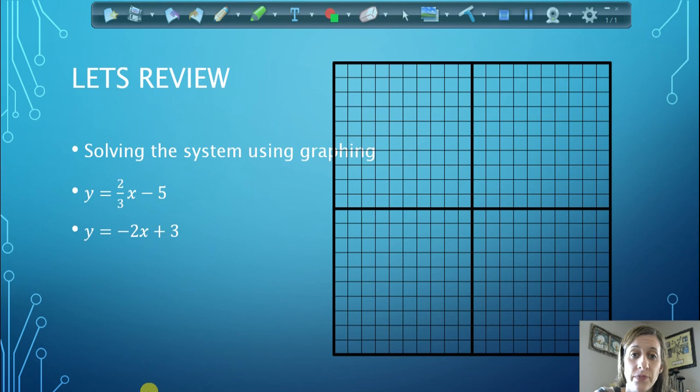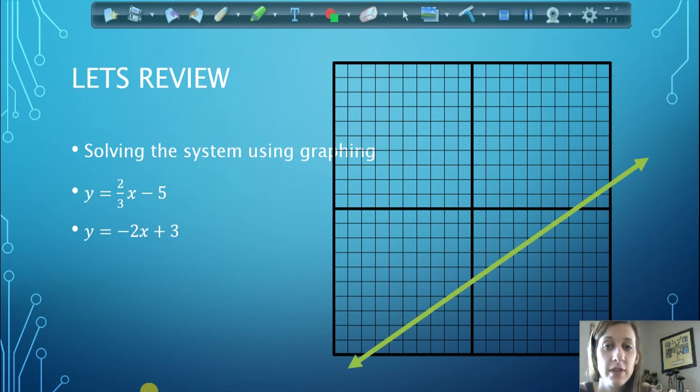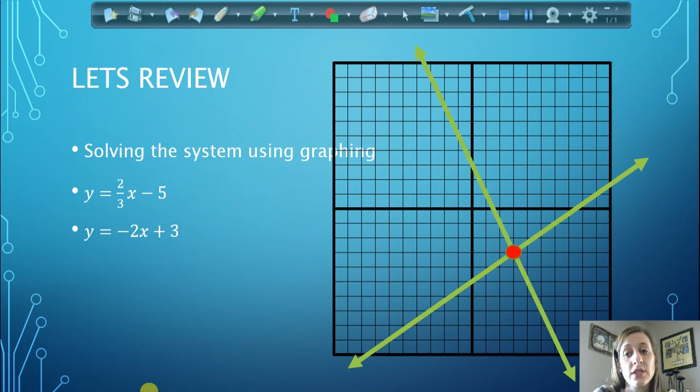of those two lines. So our first line is y equals 2/3 x minus 5. This second line is y equals negative 2x plus 3. And we found where those two lines intersect, which is always a point. This point is an ordered pair, and so the solution to a system is always an ordered pair, and in this case, it would be (3, -3).